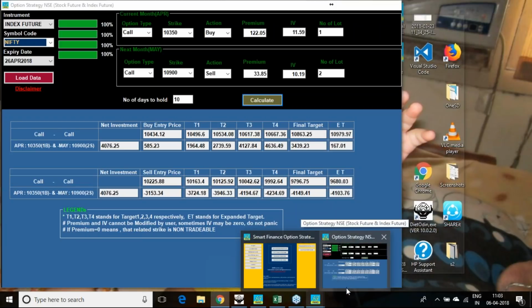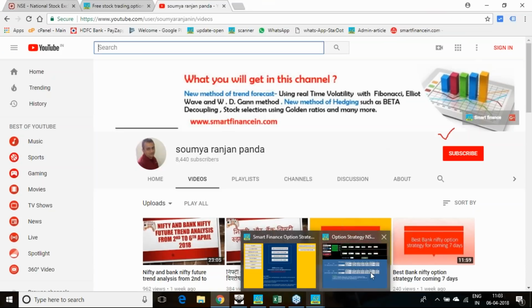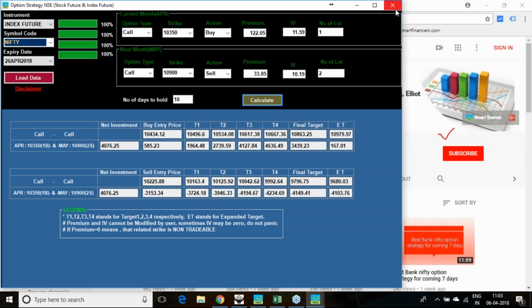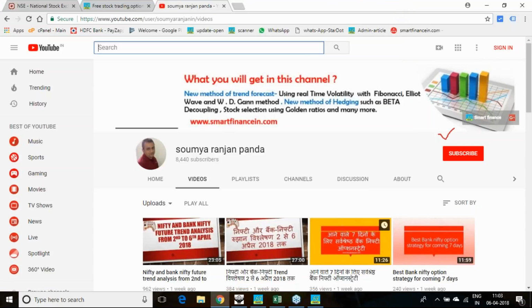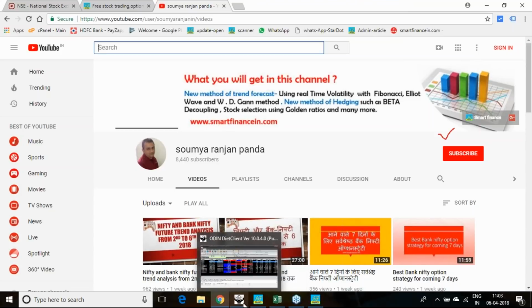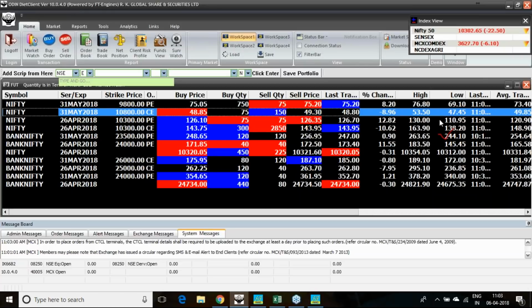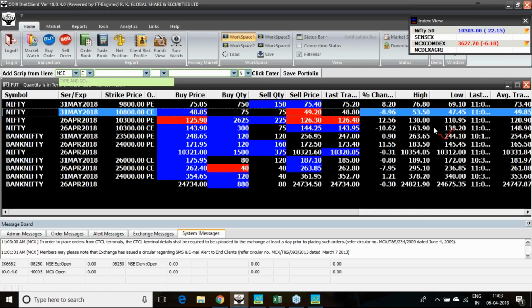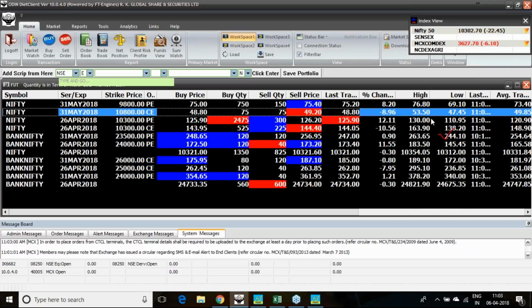It is not important how much profit we are making. Rather, we first need to learn how to protect your capital. Once you protect your capital, it is definitely going to grow. Though it will be a small growth, it will be a definite growth. So follow this particular strategy and give your feedback.